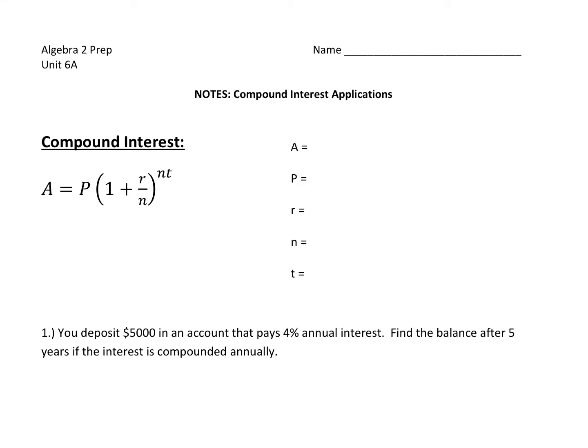In this video, we are going to talk further about applications of exponential growth and decay by compound and continuous interest. So our compound interest equation is shown below, and let's talk about what the different parts mean. So our A, which is our output, is our amount in the account after interest.